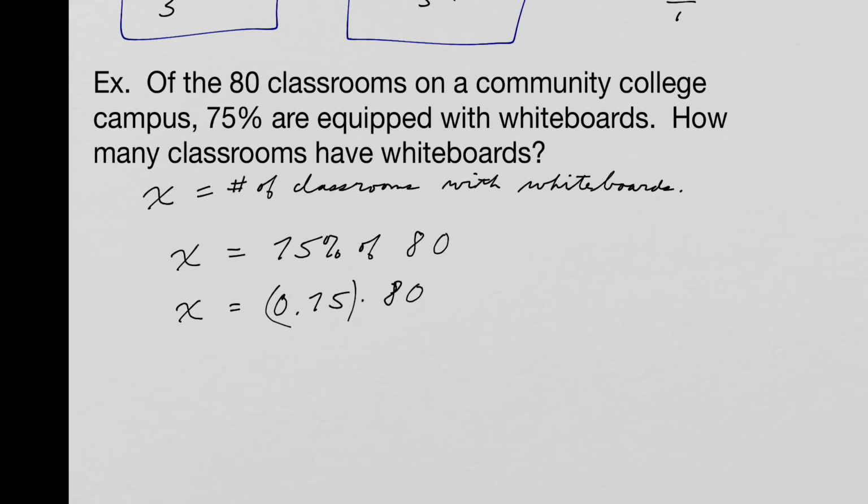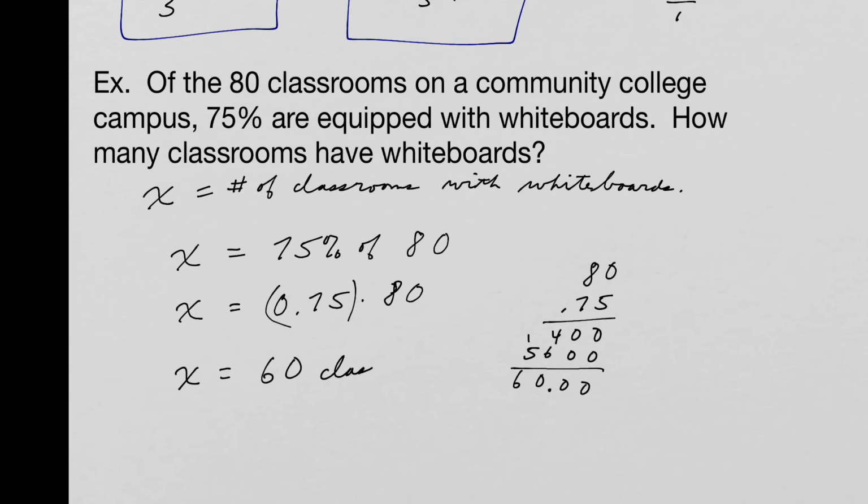So if I do that over here, this is what? 0, then 40, 0, 0, 56. So 0, 0, 0, 1, 6. And I have to move the decimal place 2 places. So x is equal to 60. And really it means classrooms. So 60 classrooms have whiteboards. And that makes sense, right? 60 is 75% of 80.